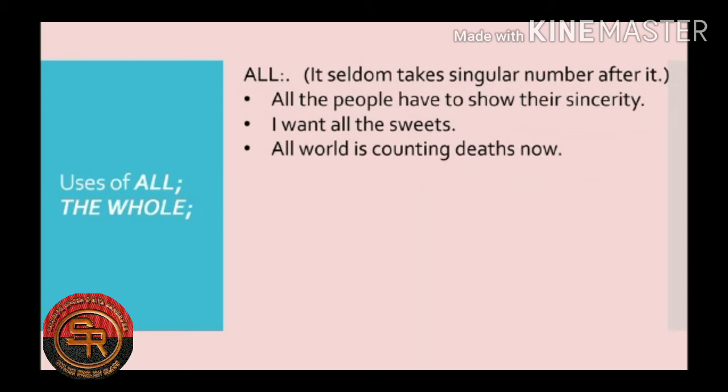Next, all world is counting days now. Now you can see world is not a plural number. So why have I used it? Here it is in another sense. Remember that when I am talking about all world, then I want to say all the citizens of the world. That is hidden in that meaning. Understood? So all world means it's not a plural number, it's about that hidden plural number. All the citizens of the world.